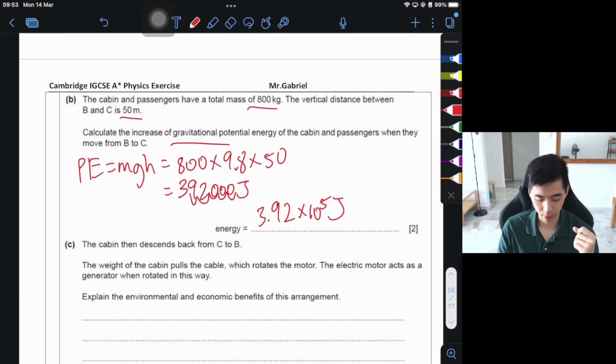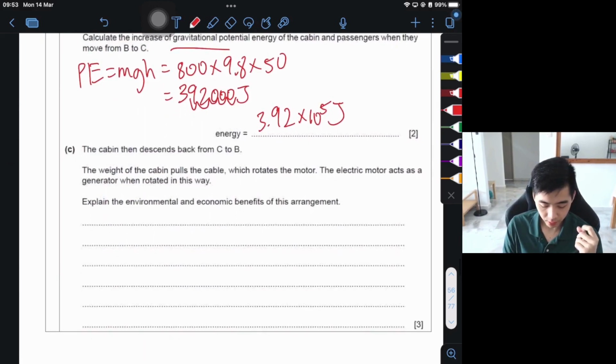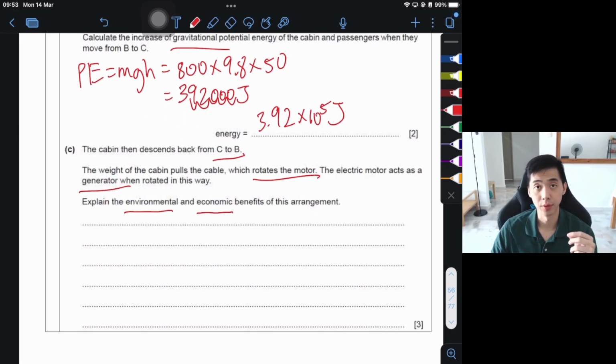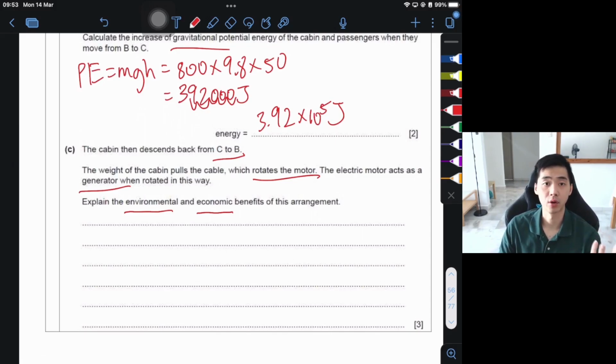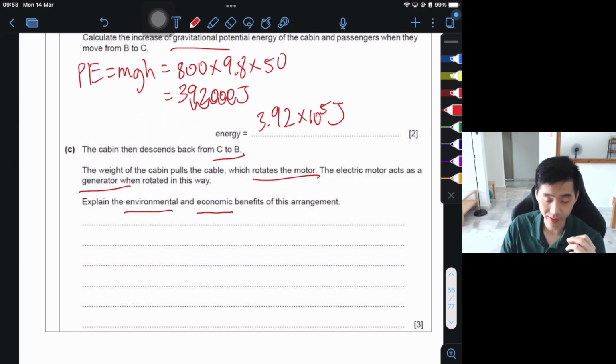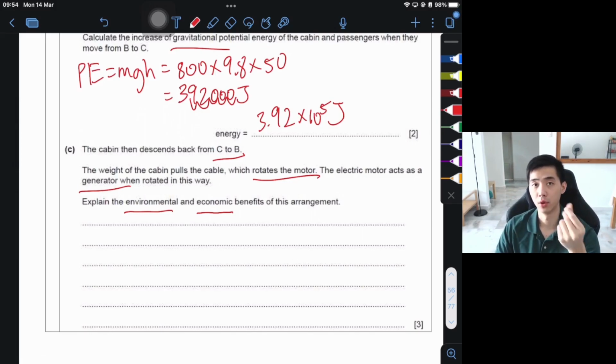Alright, very straightforward question. Now after that, the cabin then descends back from C to B. The weight of the cabin pulls the cable, which rotates the motor. The electric motor acts as a generator when rotated in this way. Explain the environmental and economical benefits of this arrangement. Now, environmental benefits are definitely going to be things like less carbon dioxide produced, less pollution produced due to the less energy used, right? And the economical benefits is basically talking about dollars and cents.